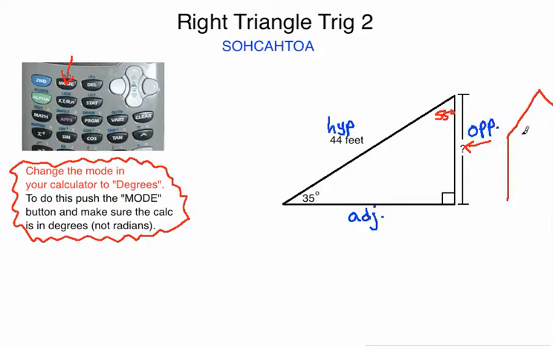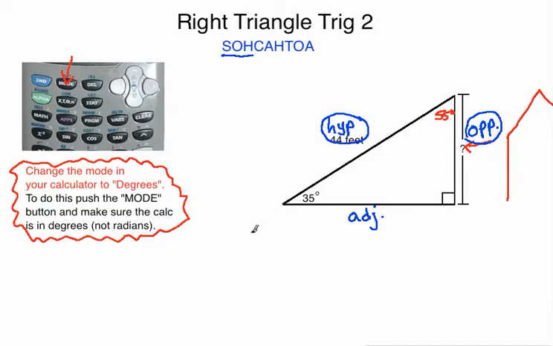We want to use, first of all, the side that we know. So we're for sure going to have to use the hypotenuse here. We also want to use the side that we're trying to find. So we need to use the opposite side. So let's look up at SOHCAHTOA and figure out which of our functions includes opposite and hypotenuse. Well, that would be sine.